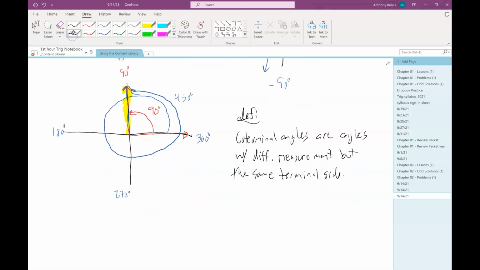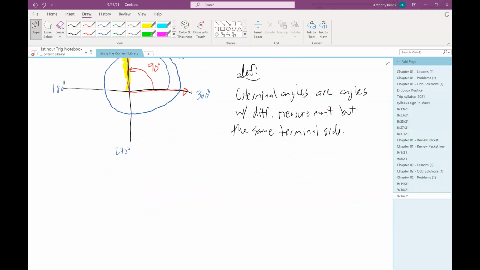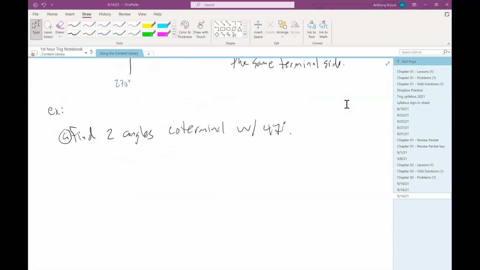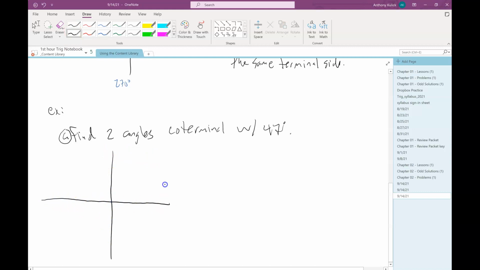So let's do a couple of examples here. Let's say we want to find two angles coterminal with 47 degrees. I'm going to draw a picture to just kind of illustrate what's going on. Eventually, I don't think you guys will need to draw a picture, but we're doing this for the first time, so let's just be careful. We know that the first quadrant is 90 degrees, so 47 degrees is right about the middle of the first quadrant.